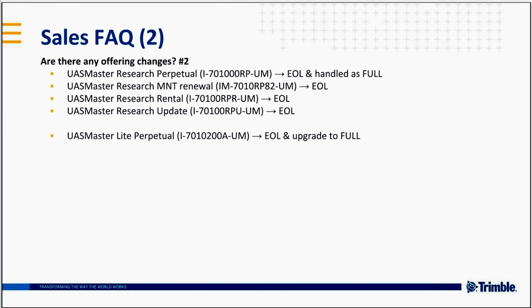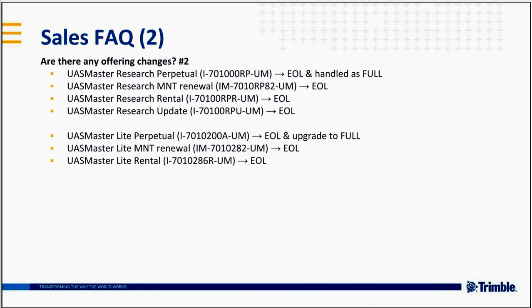Compared to this, the US Master Lite product will also not be available anymore with US Master 9.0. That means all customers with the Lite versions will be automatically upgraded to the full version if they are under maintenance. The maintenance renewal will not be there anymore, the offering, the purchase, and also the rental of the Lite version will not be possible. And the update, of course.